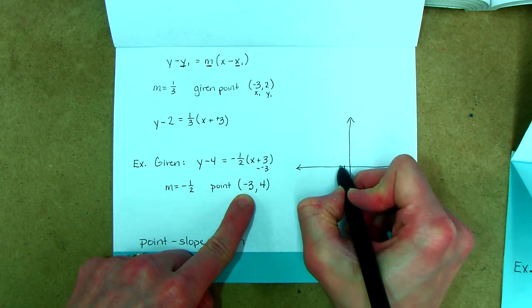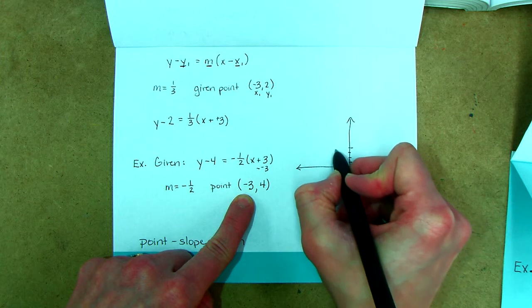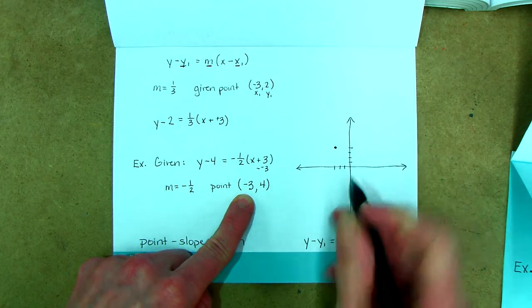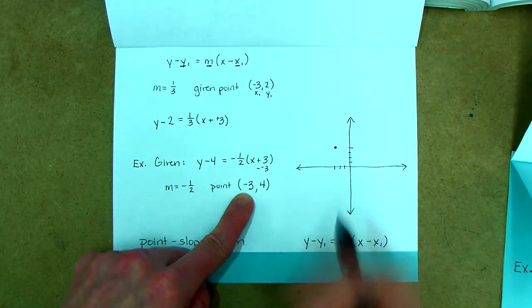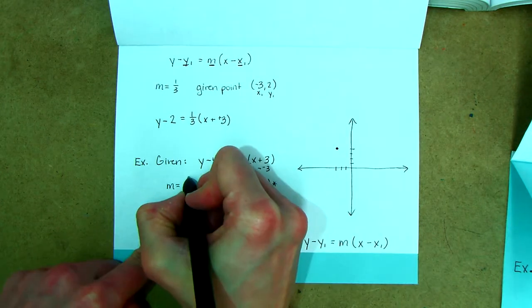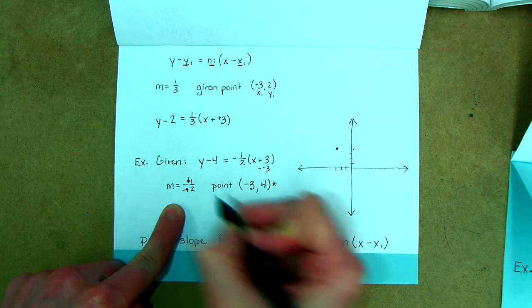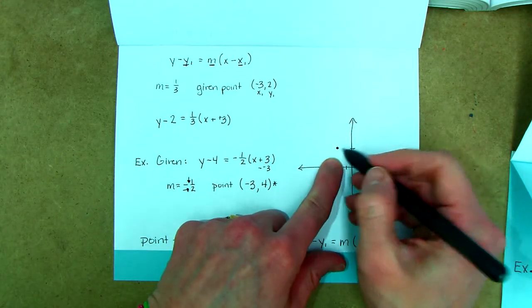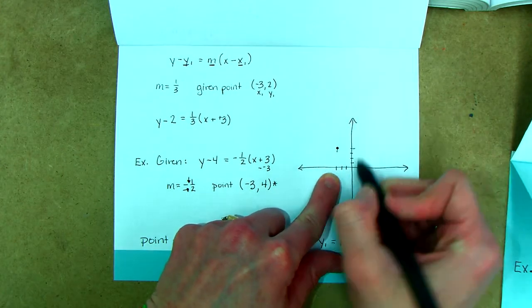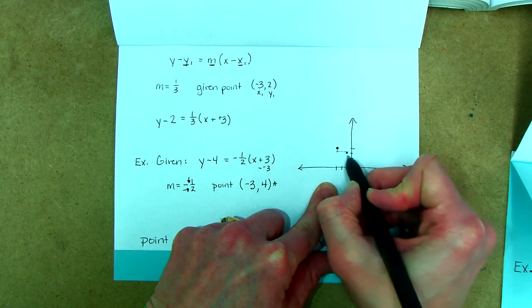Now, it's not the y-intercept, but I can still start here and count. I'm going to go down because we're negative, down 1 to the right 2. So from my point that I just graphed, down 1 to the right 2. Let's do that again. Down 1 to the right 2. And now I can graph that line.